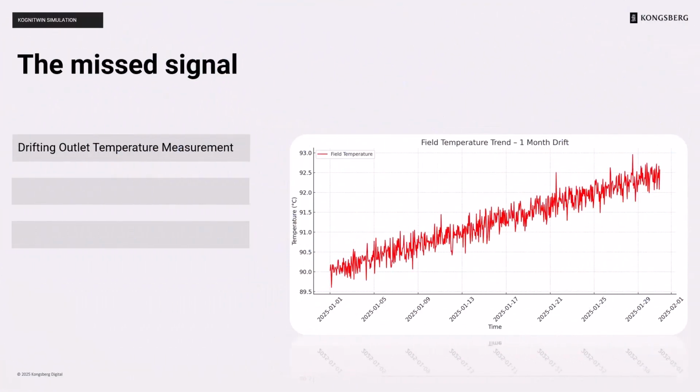A month earlier, a small but consistent deviation started. The real plant was drifting. However, no thresholds were crossed, and no one noticed the drifting temperature because the drift was so slow. Conventional monitoring didn't catch it.